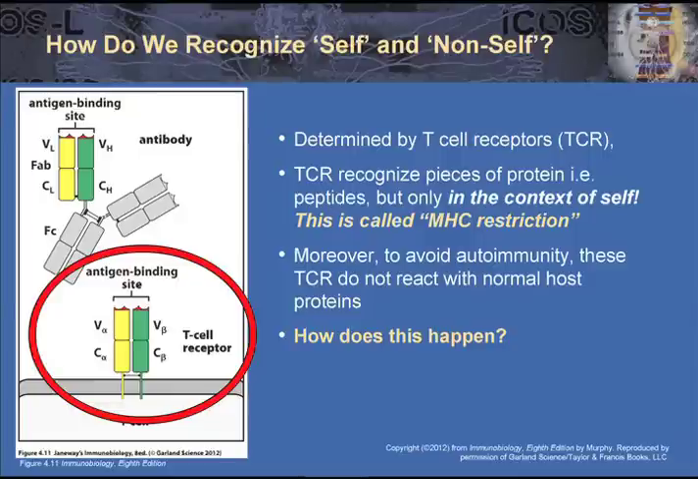To avoid autoimmunity, these T cell receptors cannot react with normal host proteins. If they did, they would mobilize an immune response. So the big question is, how does this happen, and how does the thymus do this? It generates the ability to discriminate self from non-self, but also eliminates T cells that react with self too strongly. That is, autoreactivity.